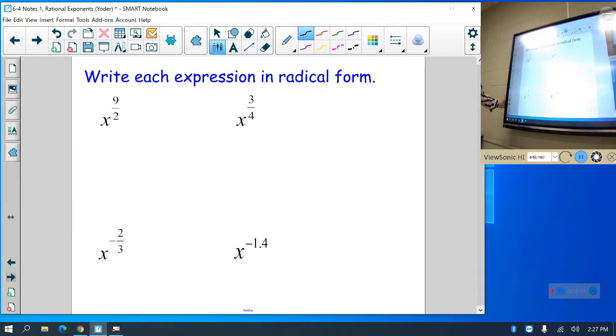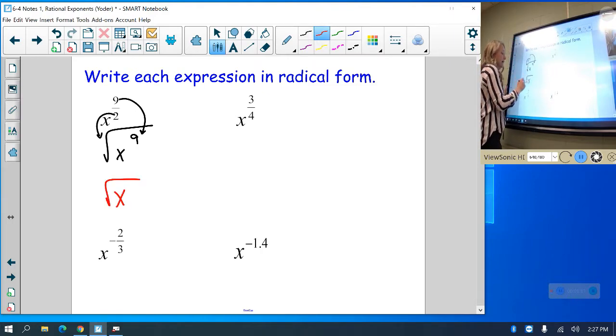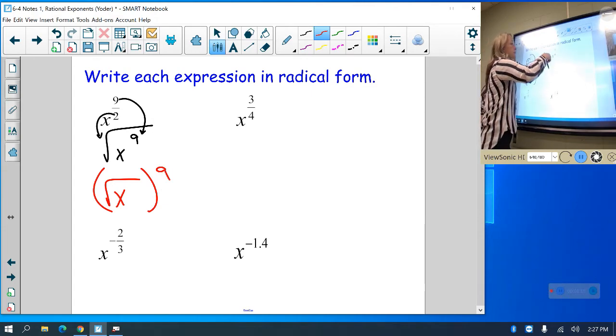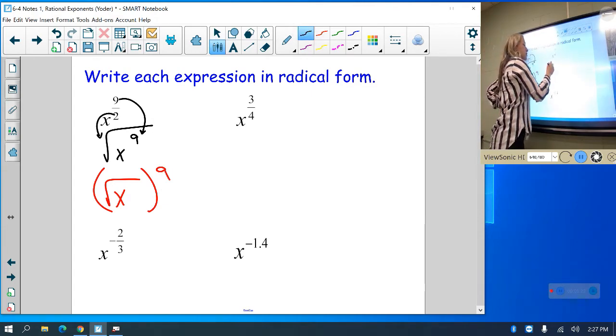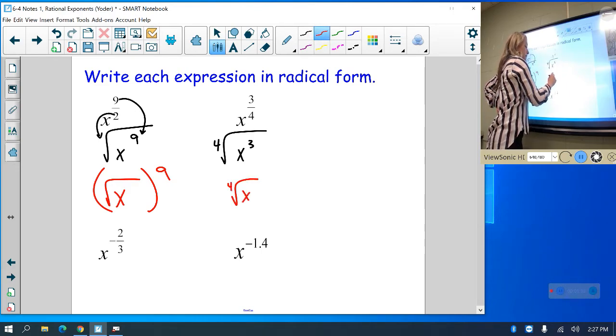All right. So if I were to simplify these or write these expressions in radical form, all I'm going to do is take x to the 9th, and then I have the square root. The top number is your power, the bottom number is your index here. This can also be written as x, the square root of x, to the 9th power. For this one, same thing. Top number is your power, so I have a cube. Bottom number is your radical, so I have the 4th root. Also could be written, the 4th root of x to the 3rd power.